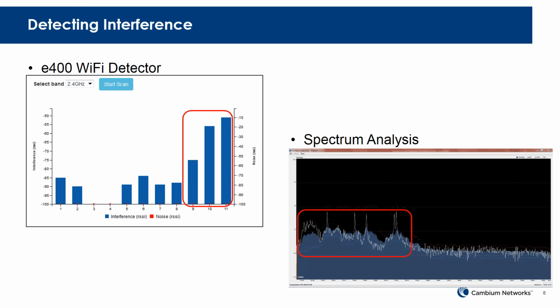And so here in this example, I've marked it in red. You can see that there's a considerable amount of interference on the bottom part of the band. And so that tells me that I need to try to tune my radios to the top part of the band if I can.